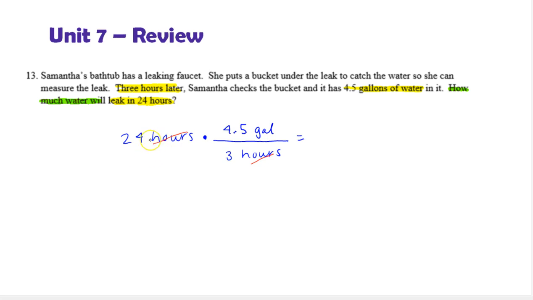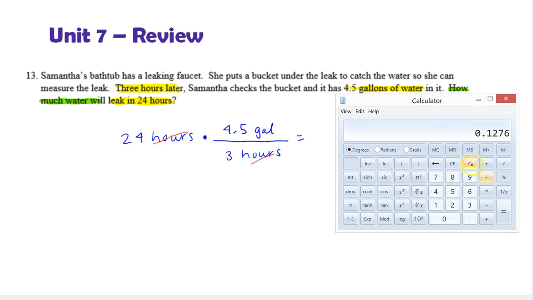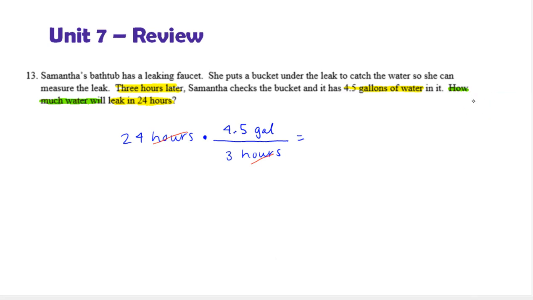Let's practice multiplying without writing it all out. So notice we're going to multiply the 24 times 4.5, and then we divide by the 3. And our result is 36. So we had 24 times 4.5 divided by 3 gallons, and that result was 36 gallons.